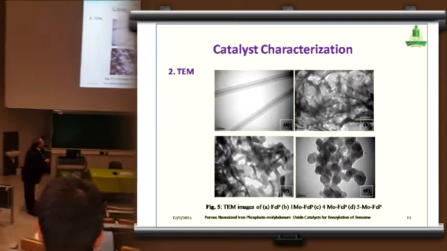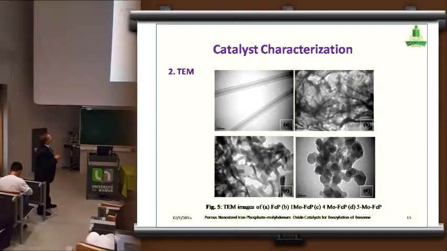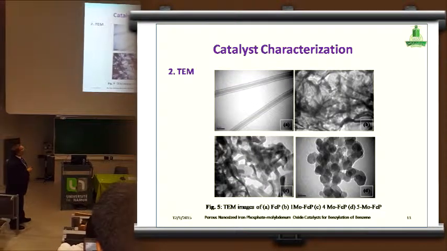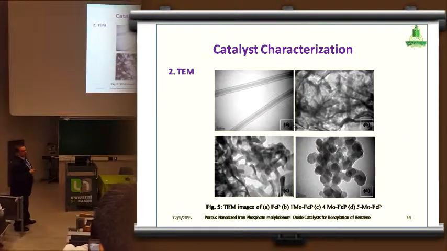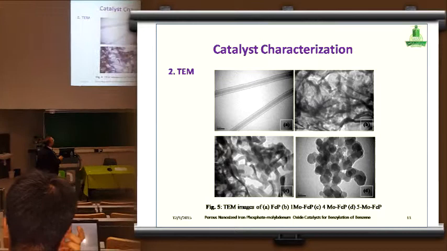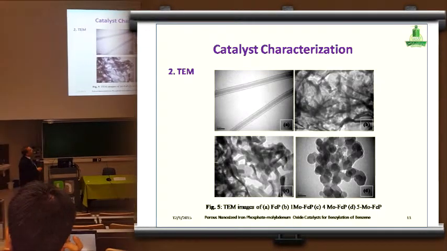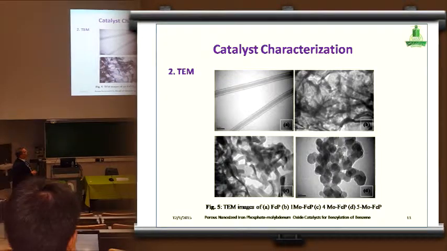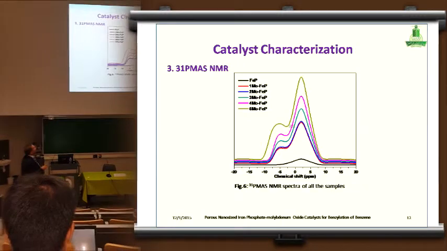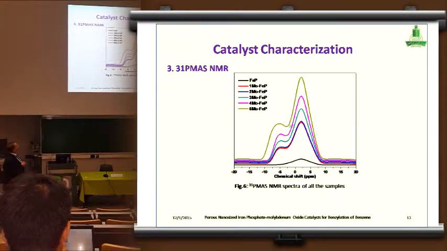And this is proved by the high resolution TEM, where these are nanotubes of iron phosphate itself, with an addition of molybdenum. It's a worm-like structure. Then you have here, quite clear, some Keggin structures formed upon loading with 5 molybdenum on the surface of the iron phosphate nanotube itself.